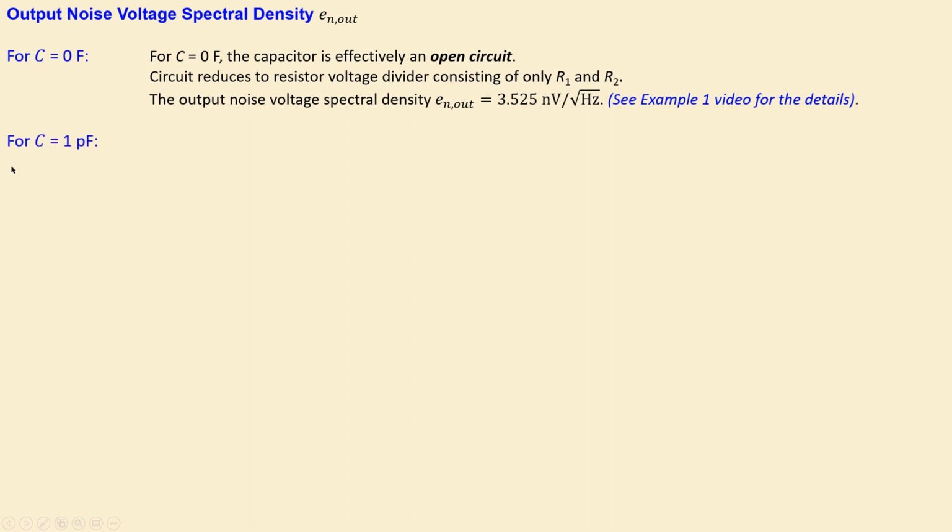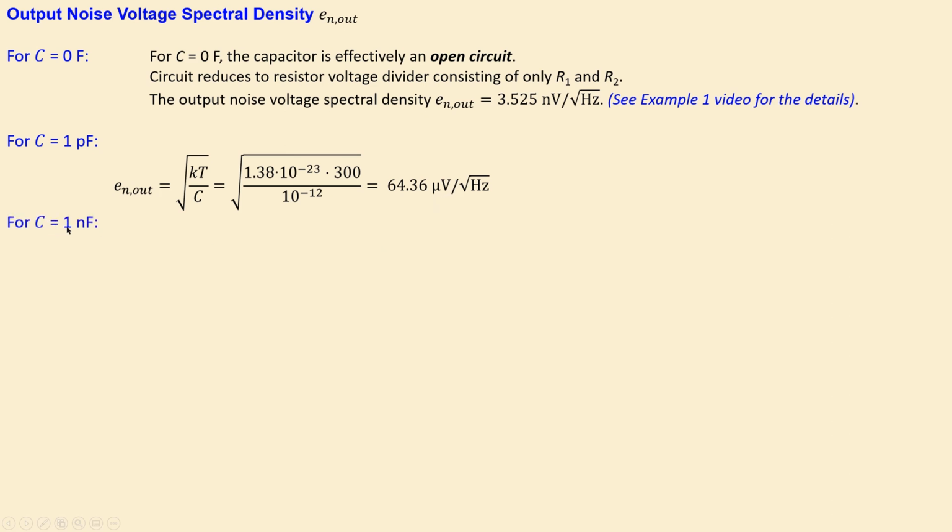Now, if I make this capacitor 1 picofarad, also really small, then I can use this formula for my output noise voltage spectral density. Just substitute the values for k, for the temperature of 300 kelvins, and for the capacitor 10 to the power minus 12. I will do the math, and you will get 64.36 microvolts per root hertz.